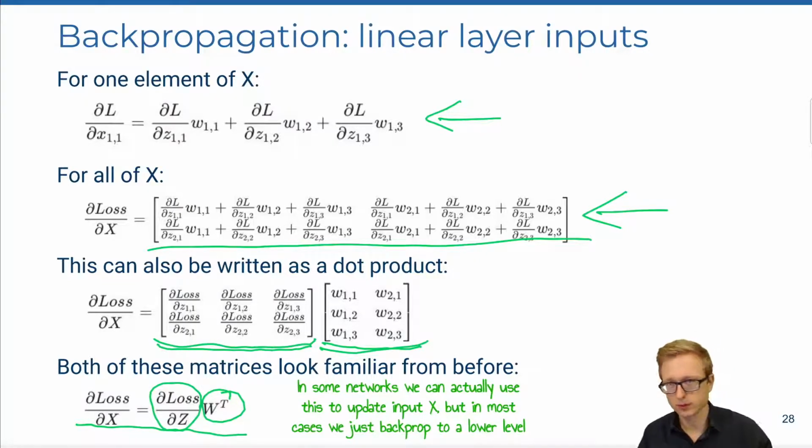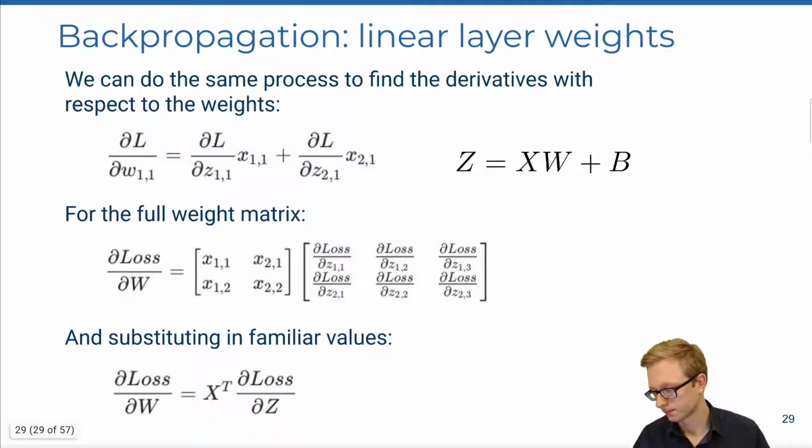In some networks, we can actually use this to update the inputs themselves. But in most cases, what we do is we pass this partial derivative down to the next layer below this current layer, and then they get this as input and they calculate their own partial derivatives for all the parameters that they need to. Okay, so now we can calculate the partial derivatives with respect to our input, and this allows us to pass the gradient down to lower levels.